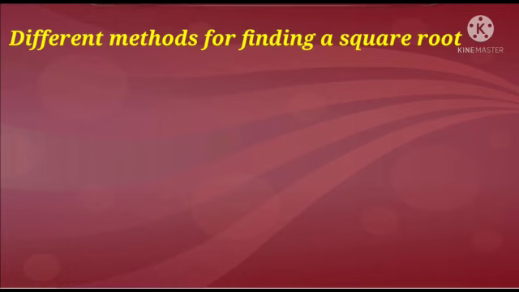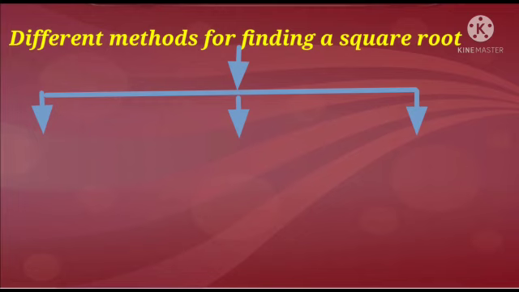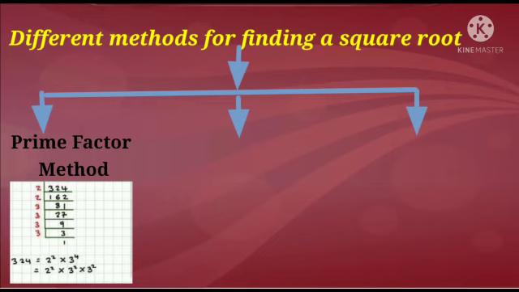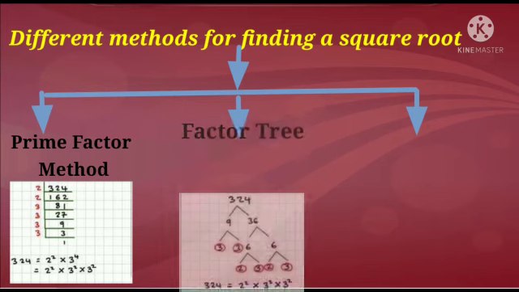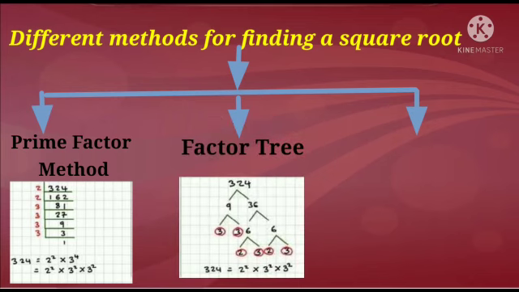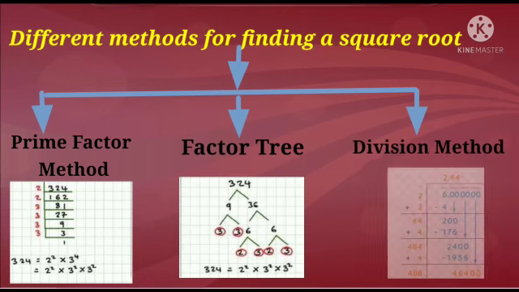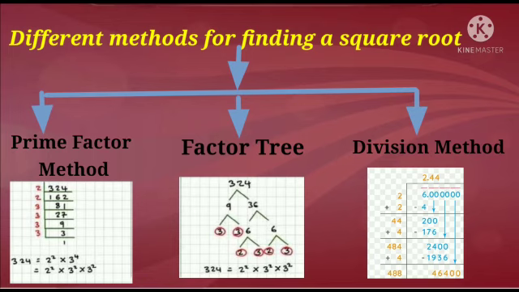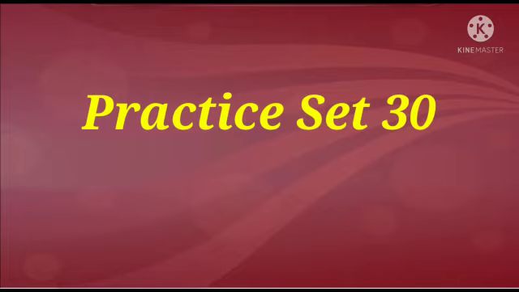Now further we will see the different methods for finding a square root. There are three methods for finding the square root. The first method is the prime factor method, which means you have to do the factorization, and with the help of that factorization you find your square root. Clear? Next one is the factor tree. With the help of this factor tree you can find your square root. And the third one is the division method. With the help of this division method you can find your square root. Clear, students?